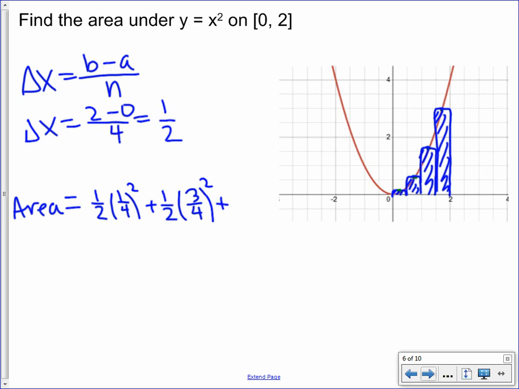Then our next midpoint, between 1 and 3/2, would be x is 5/4, so we have to plug that into our function to get the function value. And then our last midpoint is at 7/4. Now, what do you notice about all of those midpoints? They're how much apart? Half. They're a half apart.